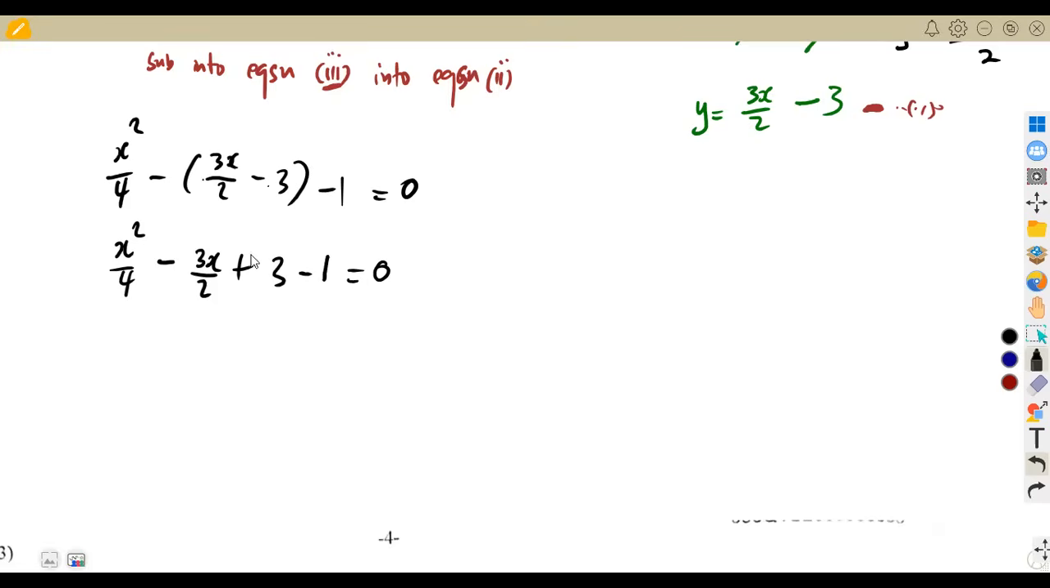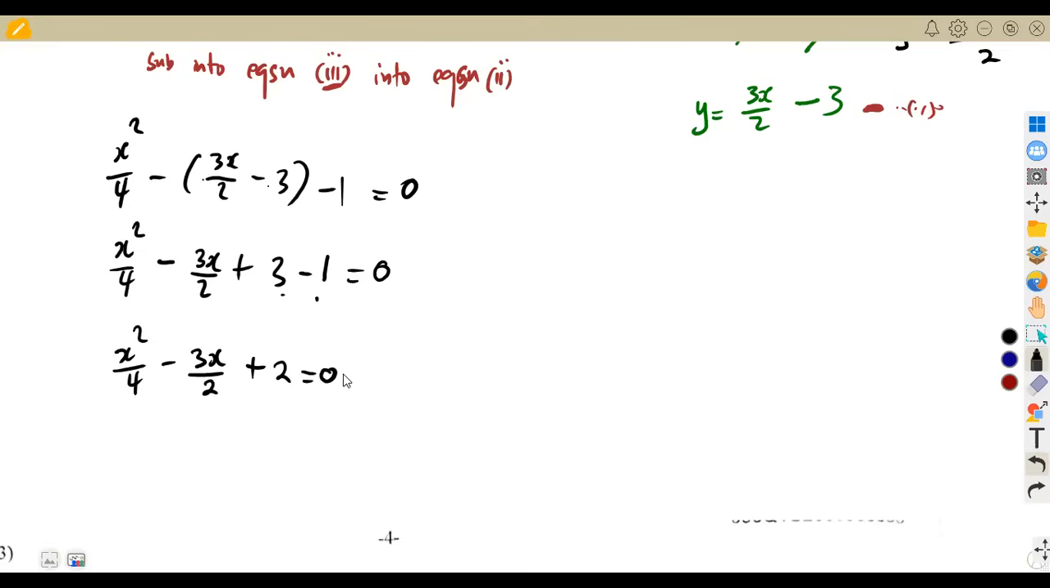All right, so if we are to collect our like terms, we're going to see that we've got 3 and 1, which we are going to subtract. 3 minus 1, which is 2. So we are going to have x squared over 4 minus 3x over 2 plus 3 minus 1, which is 2 in this case, is equal to 0.